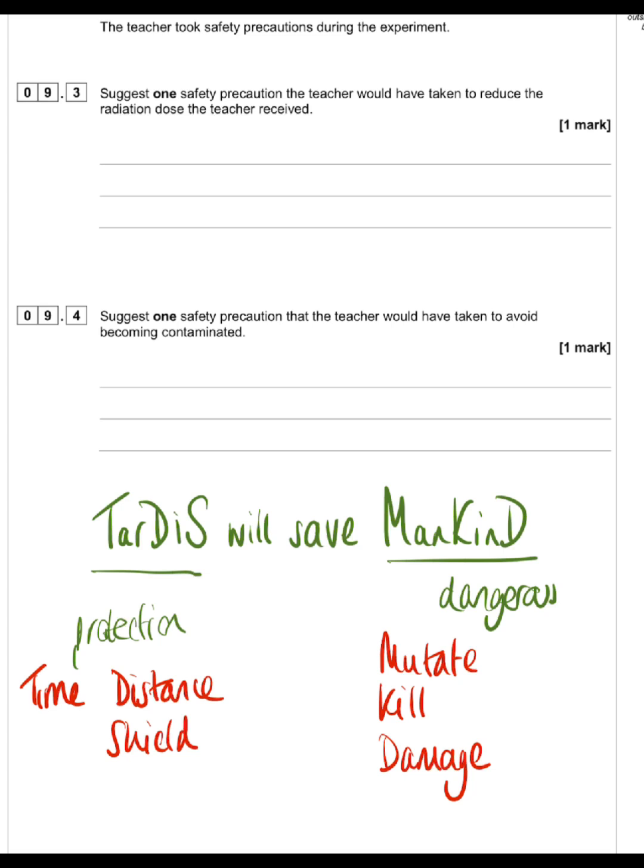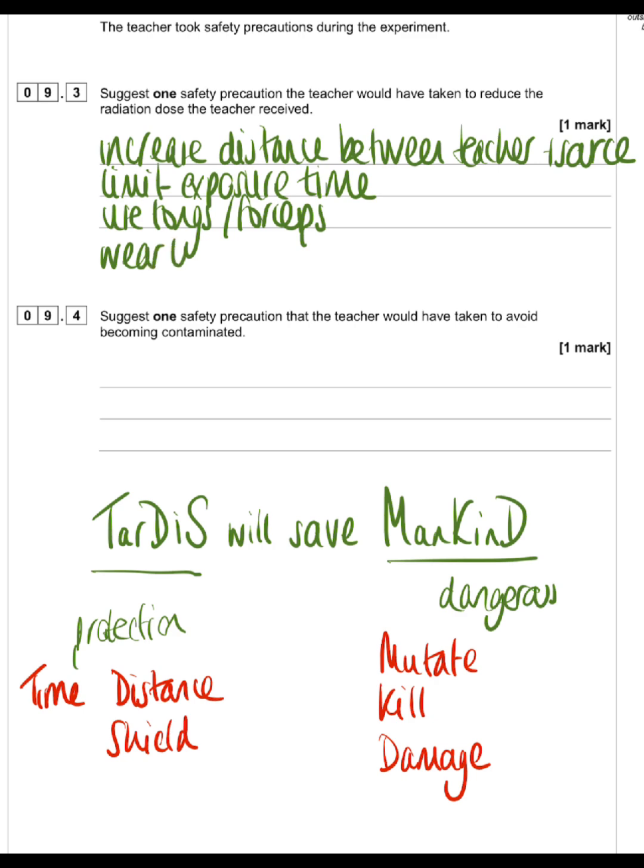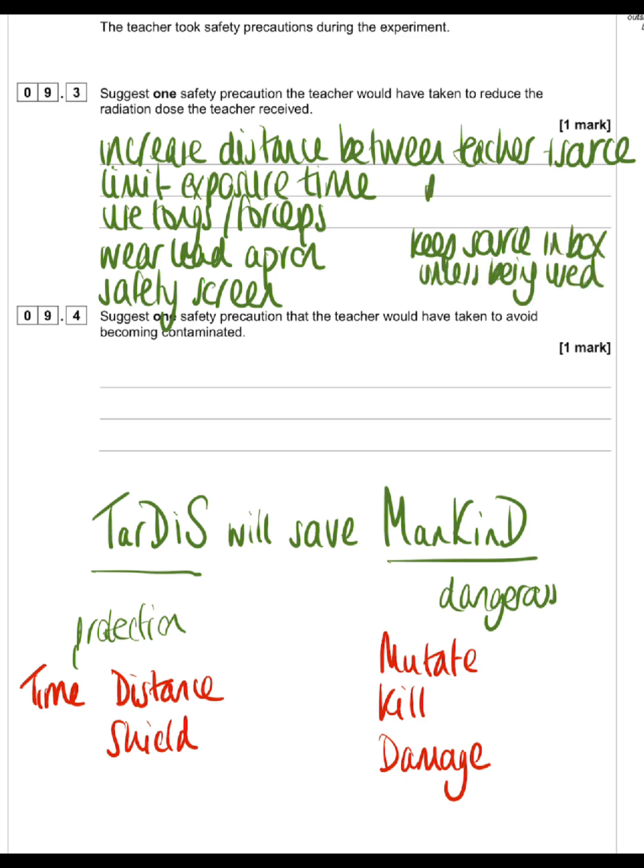So if we use this in this question here, then we can talk about increasing the distance. We can talk about limiting the exposure time. We can refer to shielding, so in terms of not touching it, so using tongs or forceps or something to hold the source. And then shielding wise, we can wear a lead apron because we know that lead will stop the radiation from penetrating. We can use a safety screen. We can keep the source in its box, more shielding, and we can also point the source away. So quite a few things you can say there, any one of those to get the mark.